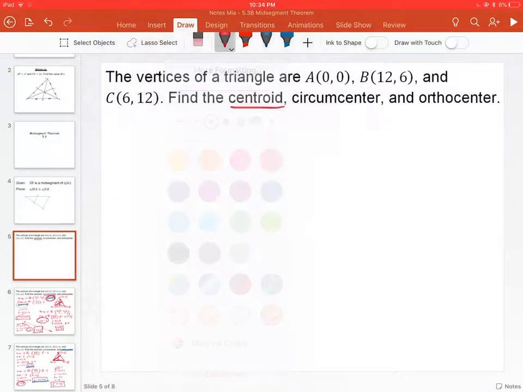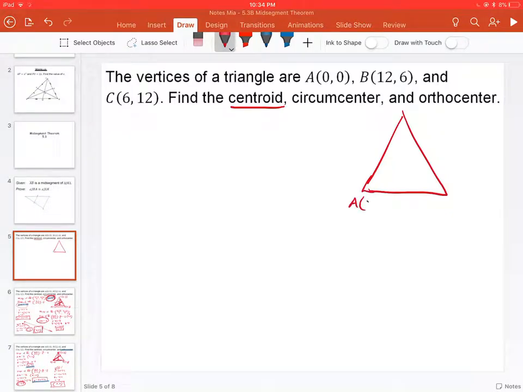Alright, to find the centroid of a triangle, the centroid is the intersection of the medians, which means we go from a vertex to the midpoint of another side. So we're going to draw this triangle that we've been using. We're not worried about where the vertices are, we're just making sure we label them. So let's start with going from vertex A to the midpoint of BC. So we need to find the midpoint of BC.